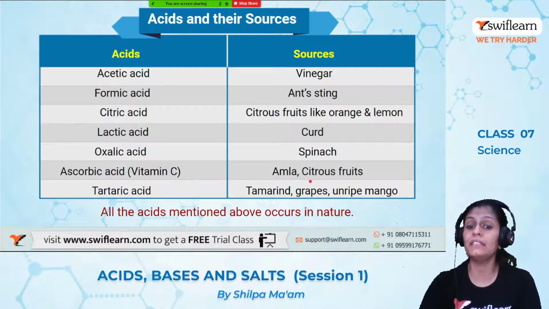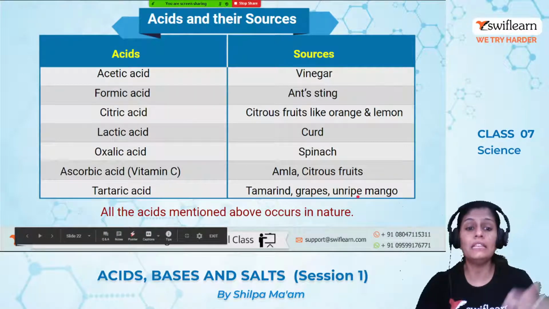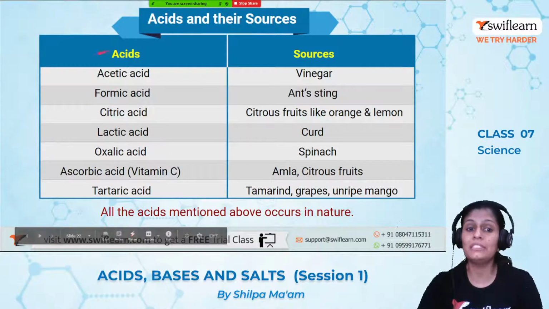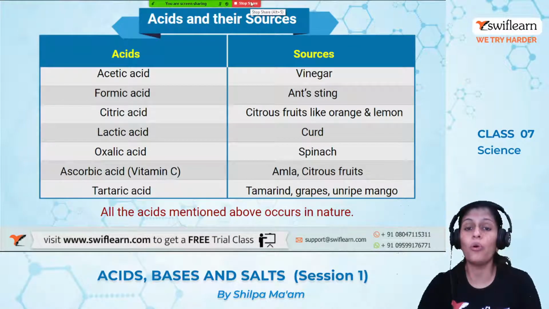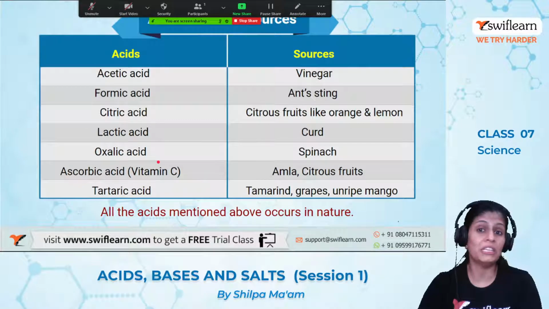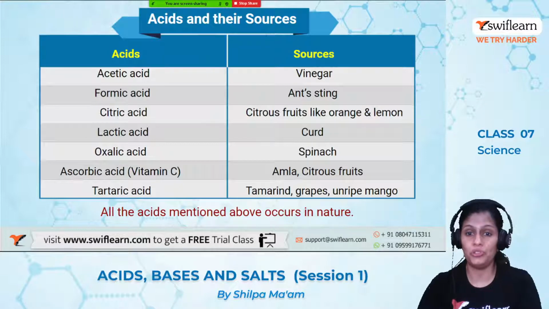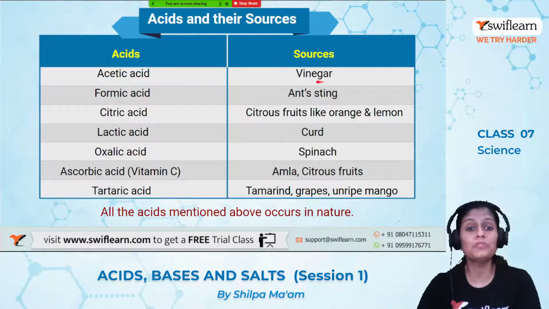Ascorbic acid is in amla, citrus fruits, and tartaric acid is present in tamarind, that is imli, grapes and unripe mango. These all acids which you have just seen the name here, they are all present in nature. We are not manufacturing them in the laboratory. They are not laboratory acids. They are present in nature. And these are the sources from where we are getting them.